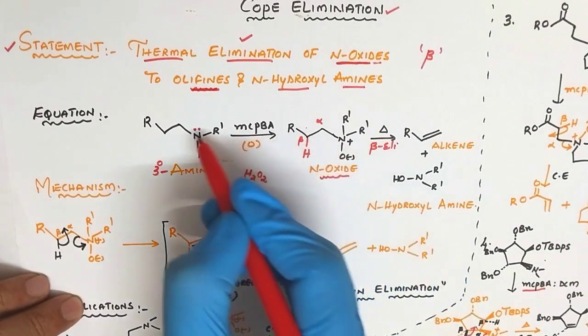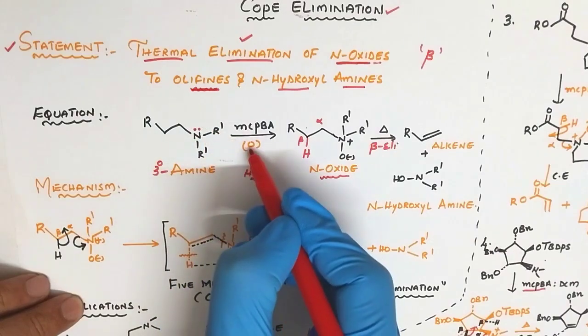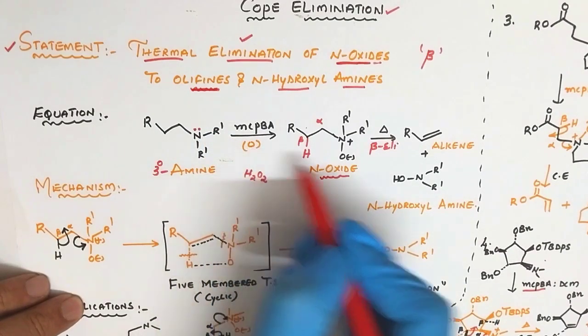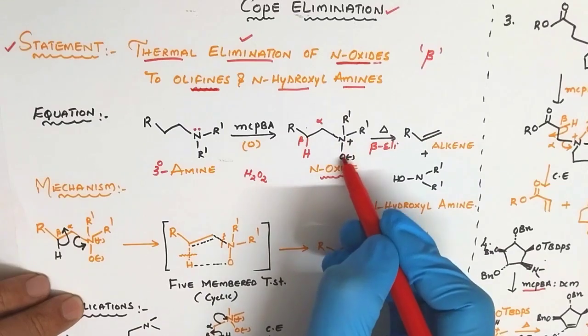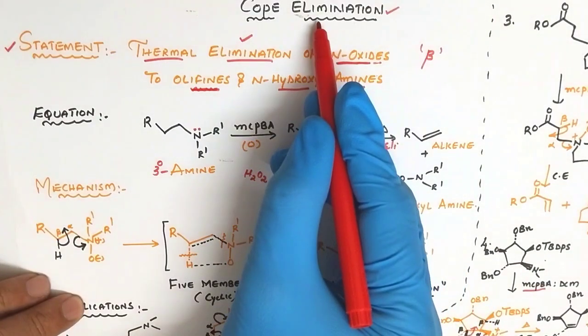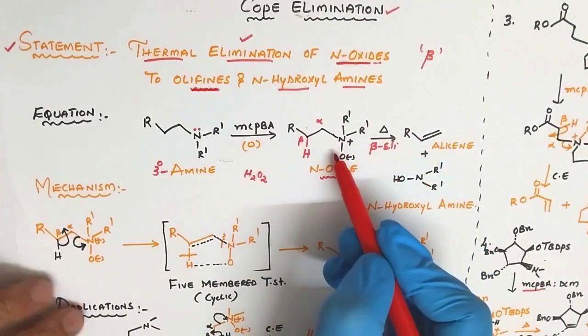See this one. Nitrogen donating its lone pair electrons to the oxygen. Here this is the nascent oxygen generated. It is producing N plus O minus. These are the reactants in the Cope elimination. Okay. Here what happens? See this.